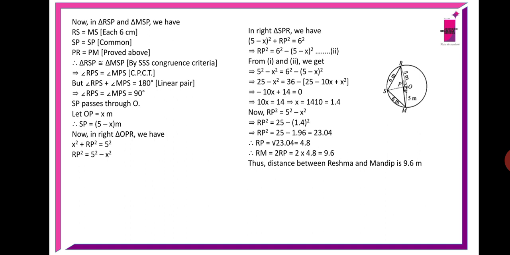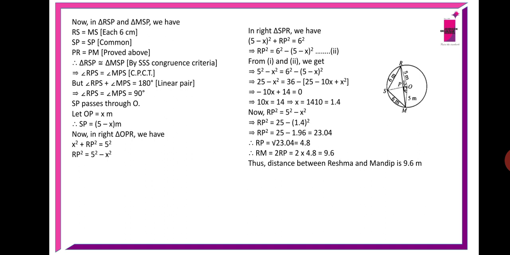So RP square will be equal to 6 square minus (5 minus x) whole square. From 1 and 2, we get 5 square minus x square equal to 6 square minus (5 minus x) whole square. If you simplify, you will get x equal to 1.4.